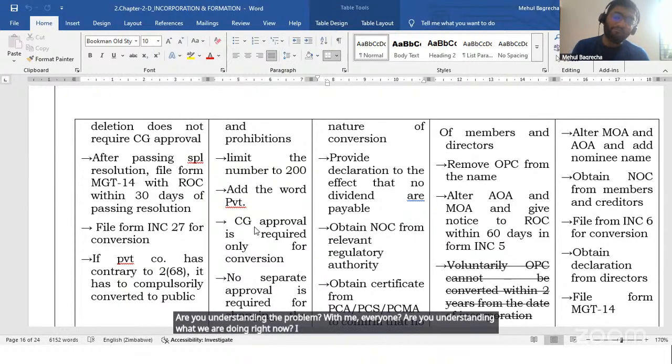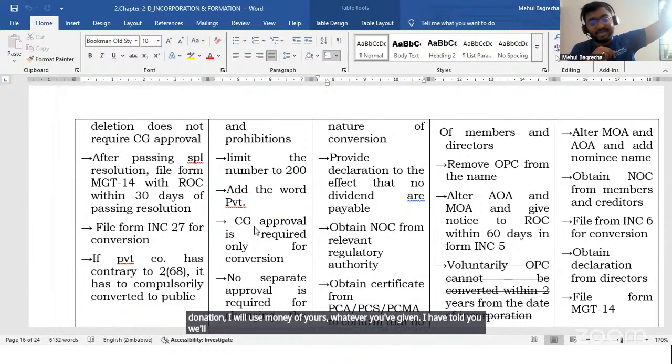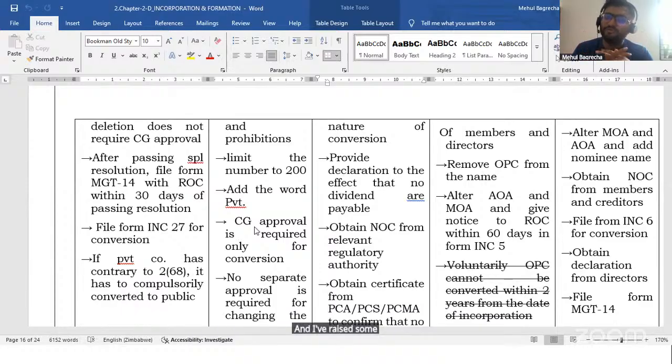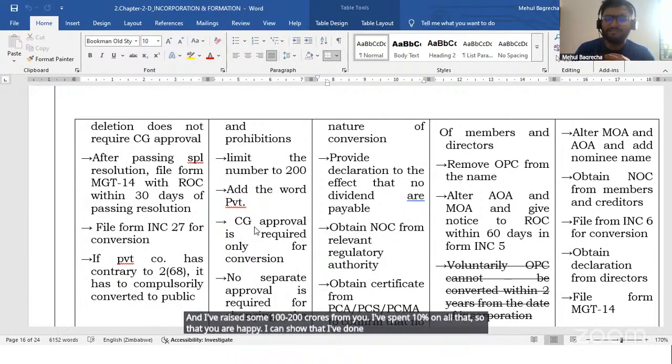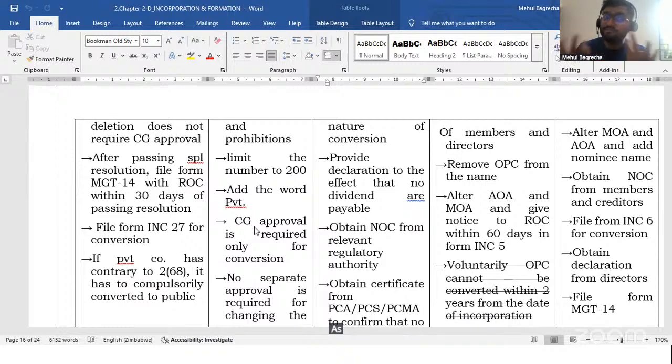I have raised money from public as charity for donation. I will use money of yours, whatever you've given. I have told you we'll help children, we'll do something for the society at large. And I've raised some 100, 200 crores from you. I've spent 10% on all that so that you're happy. I can show that I've done something. 90% is still with me. As a Section 8 company, I can't declare dividend. But my members are asking, give me dividend. Now what will I do?